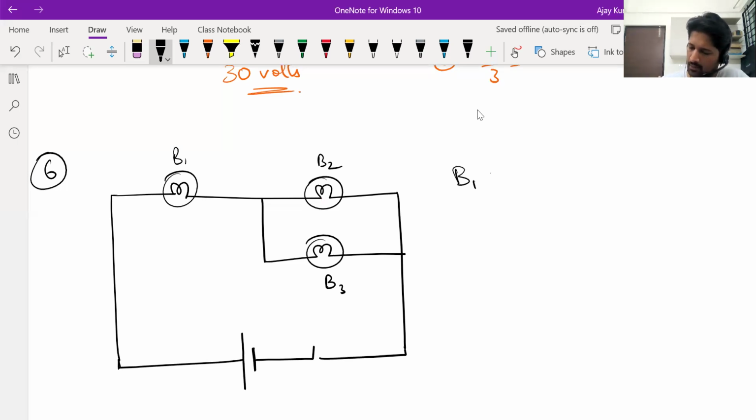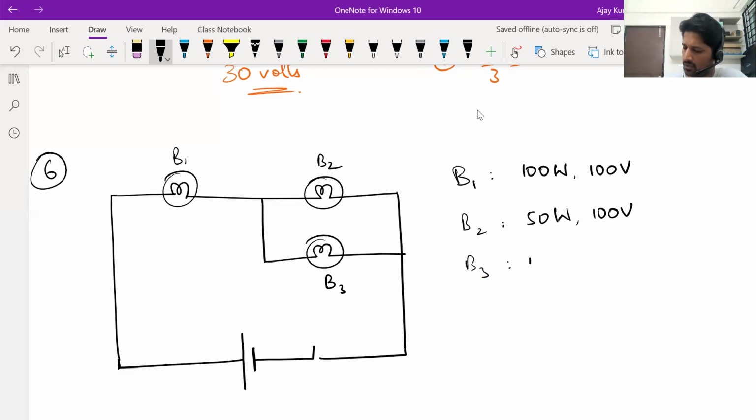Okay. B1 is rated, let's say, 100 watt, 100 volt. B2 is rated 50 watt, 100 volt. B3 is rated 100 watt, 200 volt.